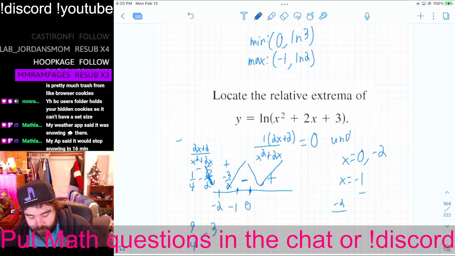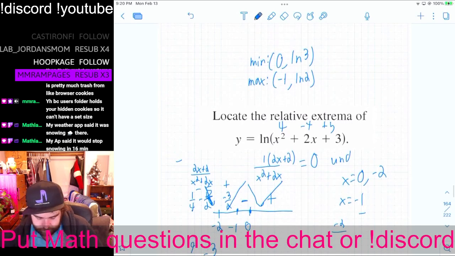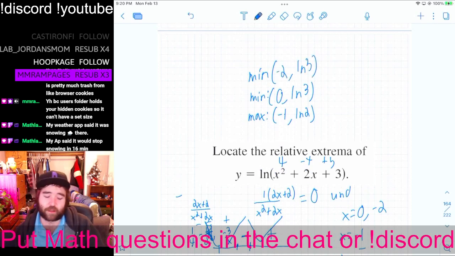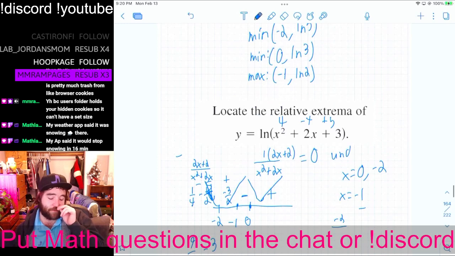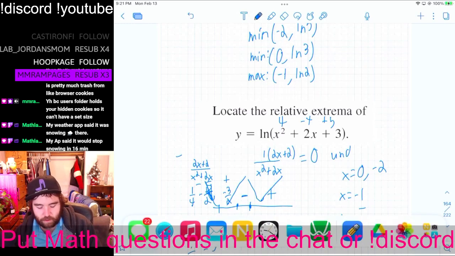If you plug in -2, you get 4 minus 4 plus 3. So I'm saying that we have a minimum. Oh, I guess no, that makes sense. We have another minimum at -2, comma ln of 3. Is this a continuous graph? It can't be, right? Or no, it's not negative because you can't factor it. So this should be a continuous graph.